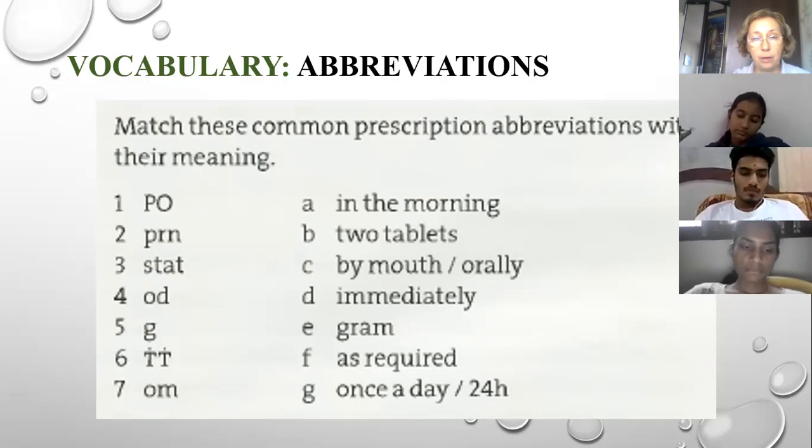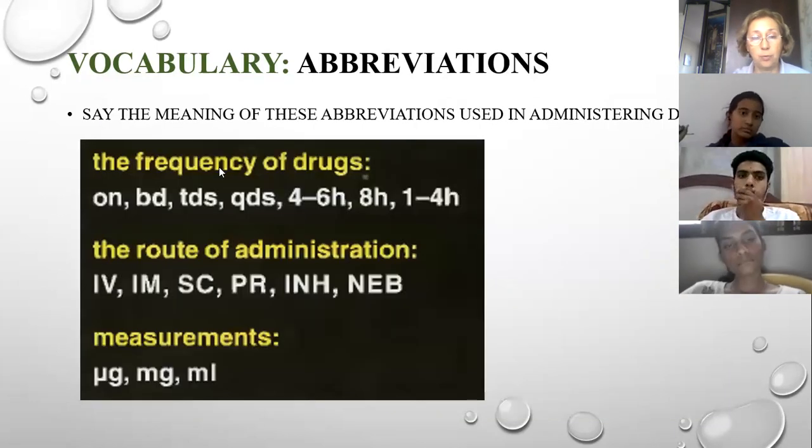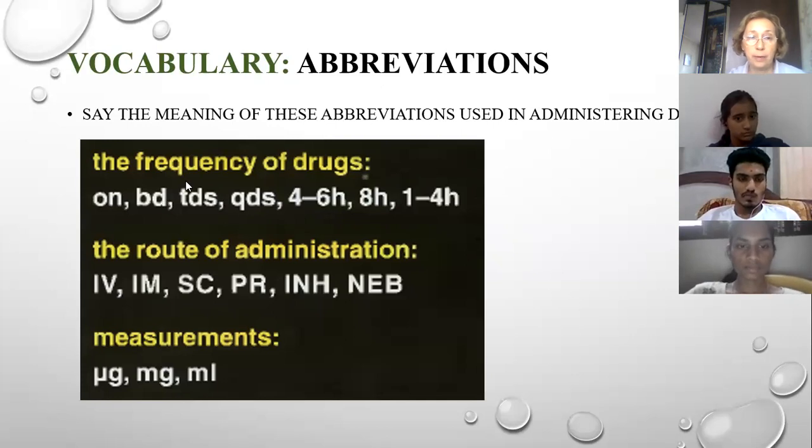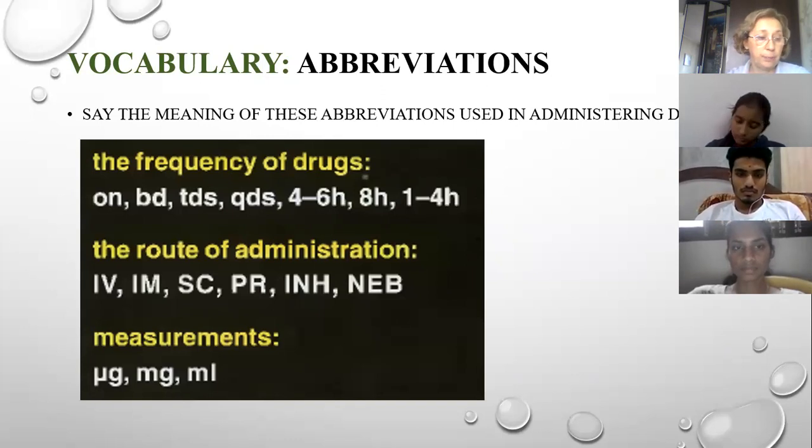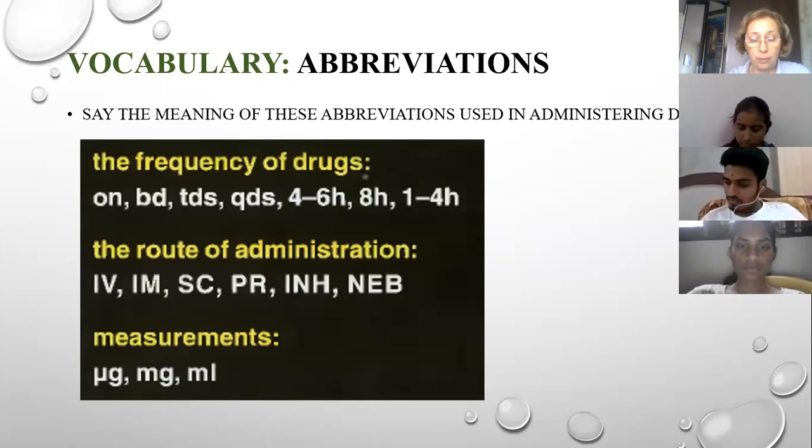Okay. And the next slide shows more abbreviations. They are grouped into 3 groups: the frequency of drugs, or how often they are taken, the route of administration, and measurements. Measurements, I think, are the easiest. Now, let us do it individually also. You are given, let us say, 4 minutes to complete this task. So make the notes, please.